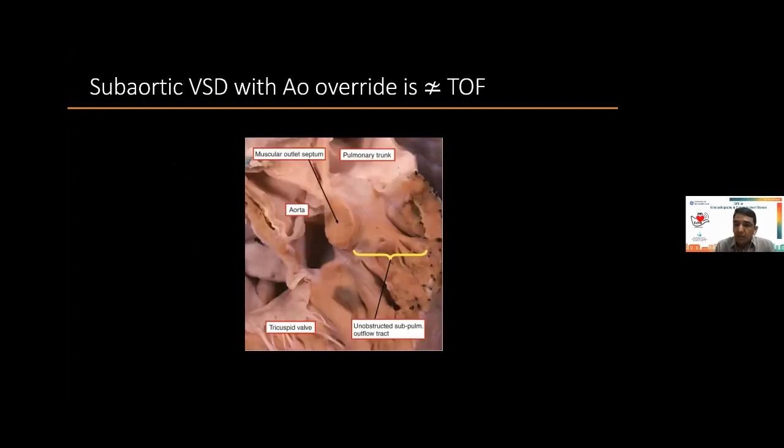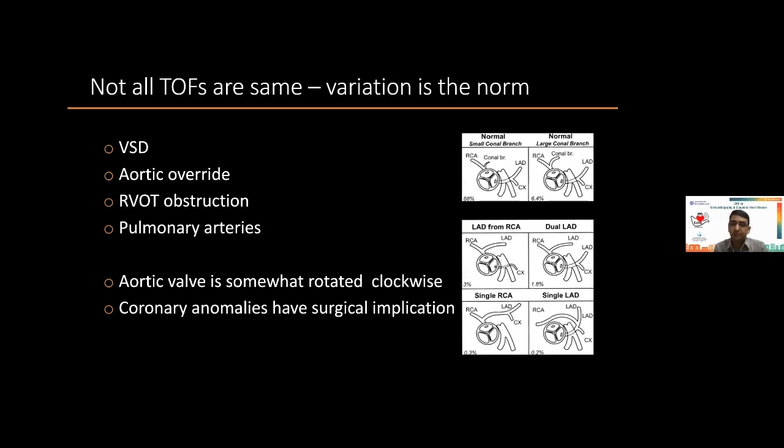Now, one thing before I go on to TOF proper, I would like to say that subaortic VSD with aortic override is not equivalent to TOF. So for TOF, you need to have this septum anteriorly deviated with a narrowed right ventricular outflow tract. Sometimes on echo, we tend to make this mistake. If we see a subaortic VSD and aortic override, we tend to think that we are dealing with tetralogy, but that is not the case. We must always document right ventricular outflow tract obstruction before labeling a case with tetralogy.